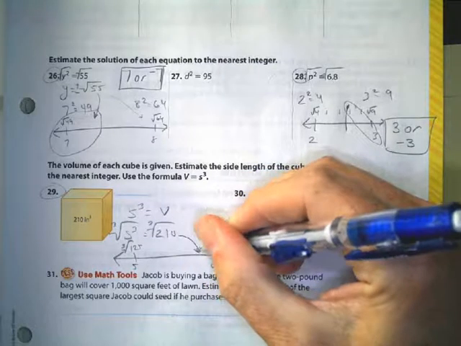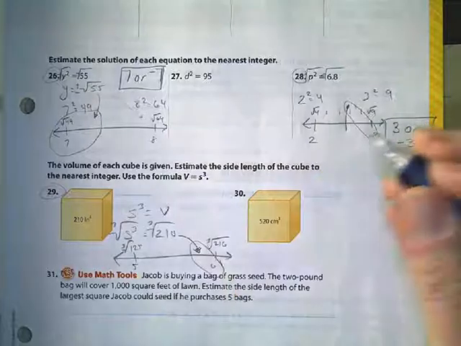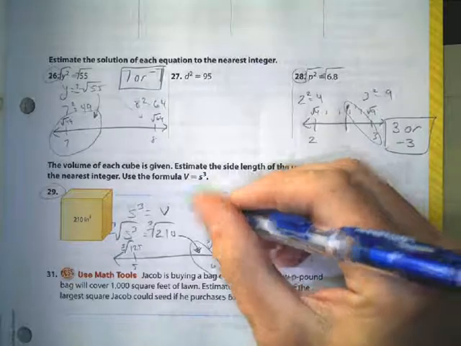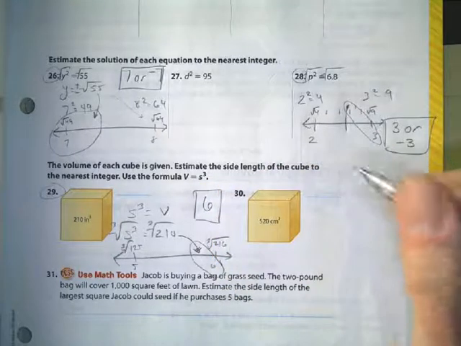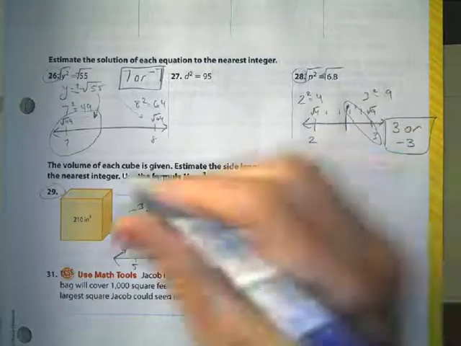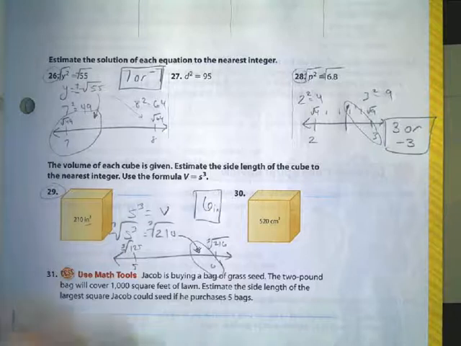So 210 is going to be right about here. It tells me that it's pretty close to 6. So the estimate for the length of one side of the cube would actually be 6. I can't have a negative length, so I'm just going to leave it as a whole number, 6. In this case, it's inches, so technically it would be 6 inches.